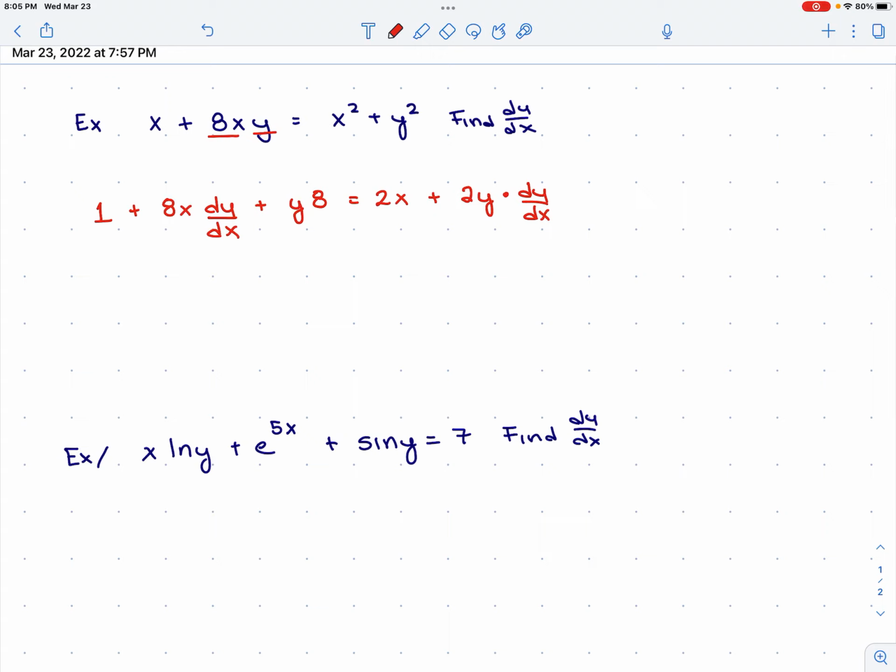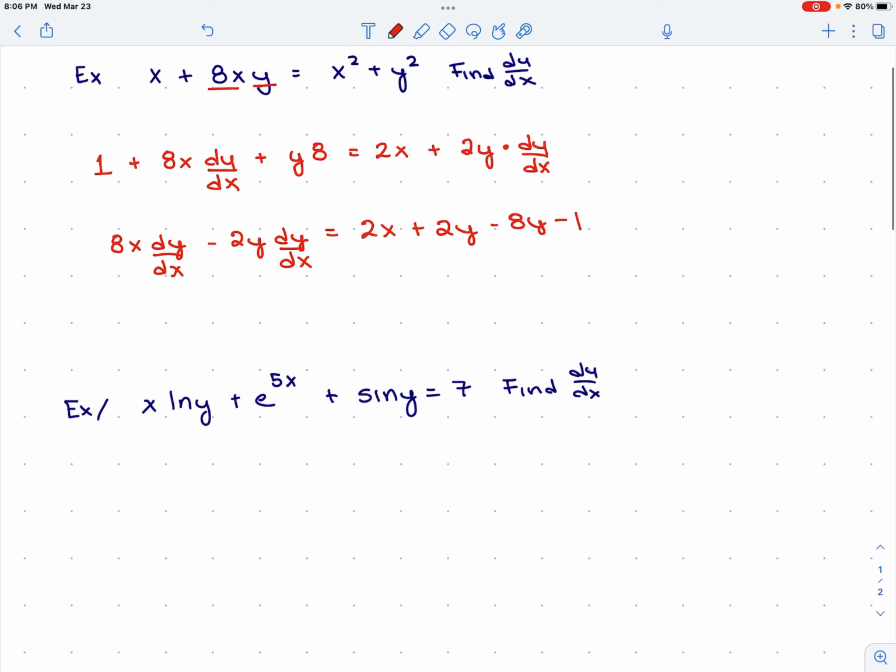Okay, now you're going to put everything with a dy/dx to one side, and everything that doesn't have a dy/dx in it you can bring to the other side. So we're just collecting like terms. So we have 2x plus 2y minus 8y minus 1. So I just rearrange there. And then I'm going to factor out a dy/dx. And I have 8x minus 2y. And then over here, let's see, what do I have? 2x minus 6y minus 1.